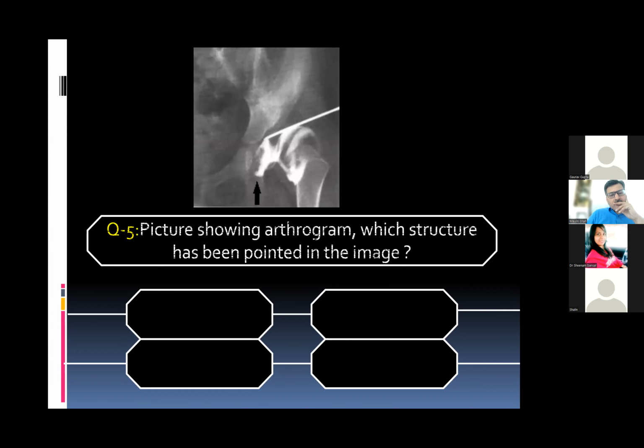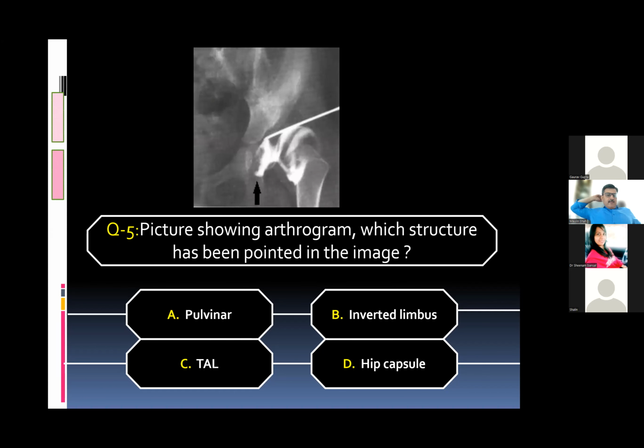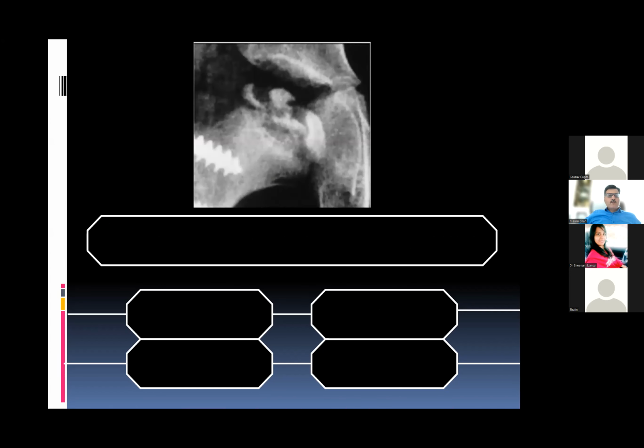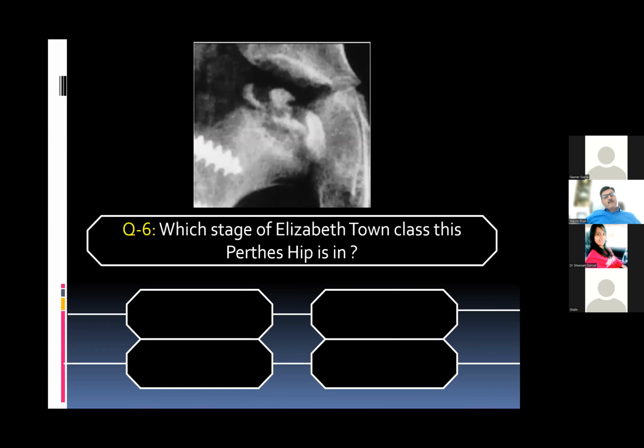Yes. Next question is, a picture showing arthrogram. This structure has been pointed in the image with black arrow. First is pulvinar, inverted limbus, transverse acetabular ligament, and hip capsule. Next question is, which stage of Elizabethtown classification this participant is in? First stage 1B, 2A, 2B, and 3.